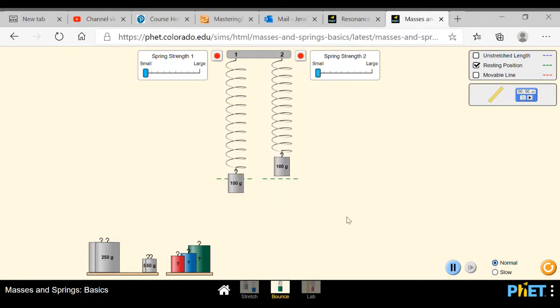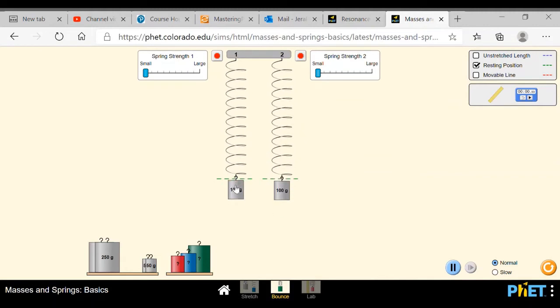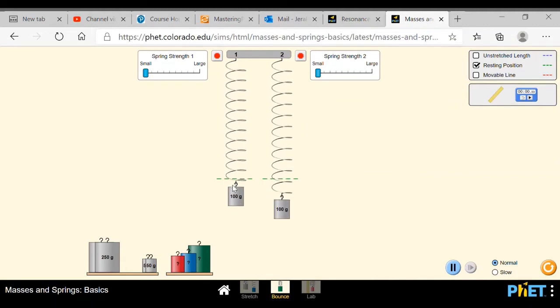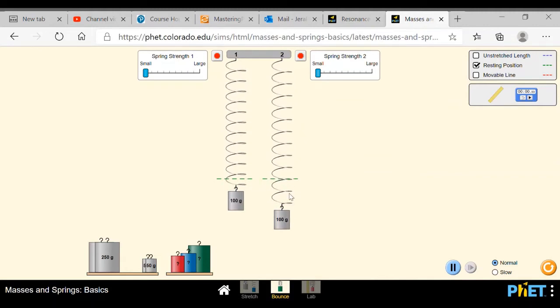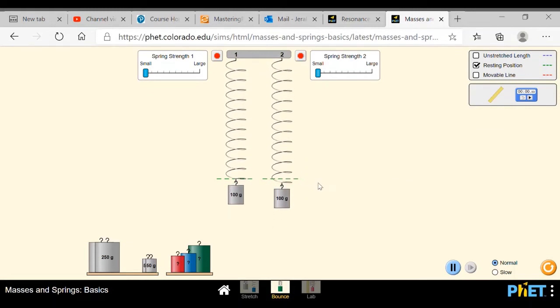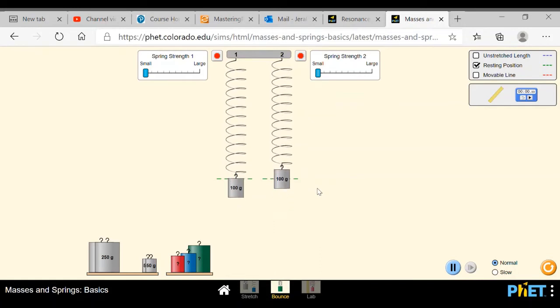So you can obviously see that the spring pendulum on the left is moving a lot less. It has a very small amplitude of oscillation. The one on the right is moving quite a bit. It has a large amplitude of oscillation. However, notice that both pendulums are in sync.